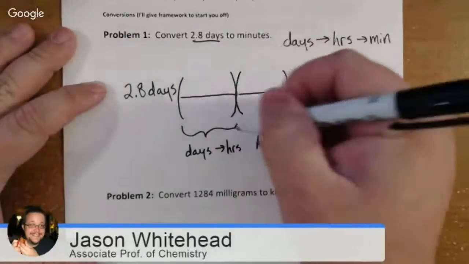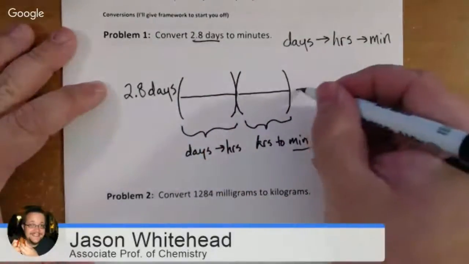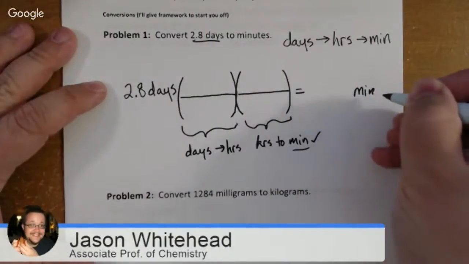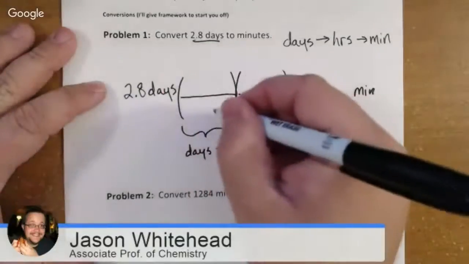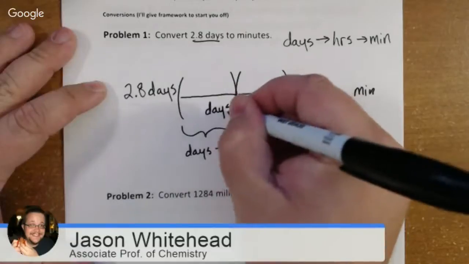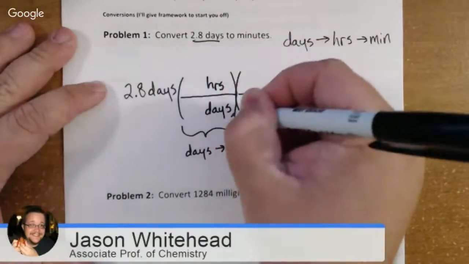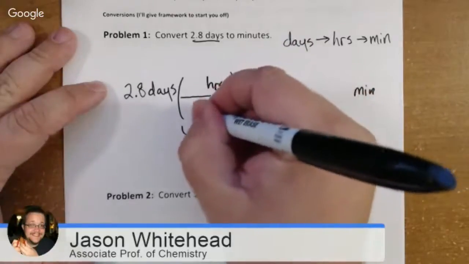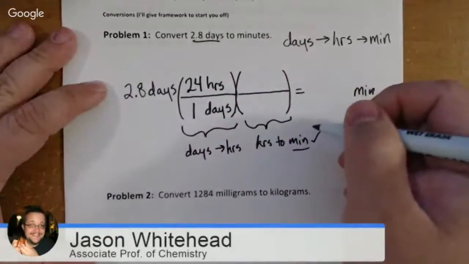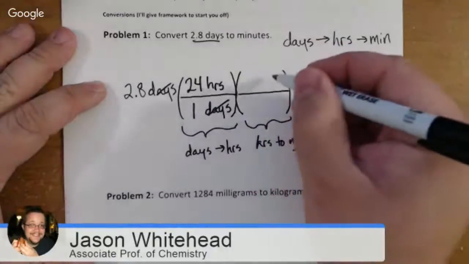So the idea behind conversions is to cancel out units you don't want, so when we're done, we can get to the units that we do want. So I'm going to come over here. Opposite sides cancel, top and bottom. So I'm going to put days in the bottom. I'm going to put hours in the top. And let's see, in every 1 day, there are 24 hours. Okay, days cancel.